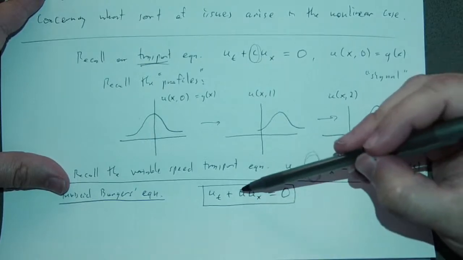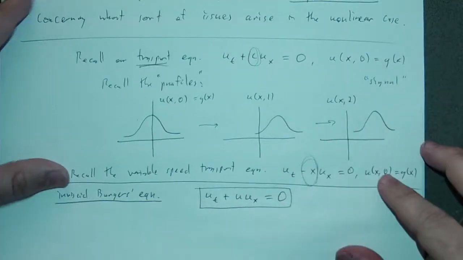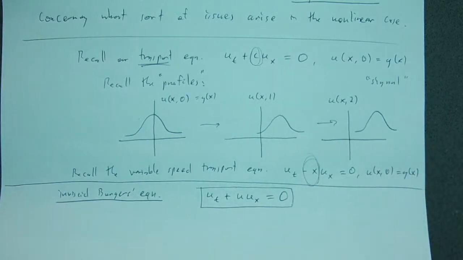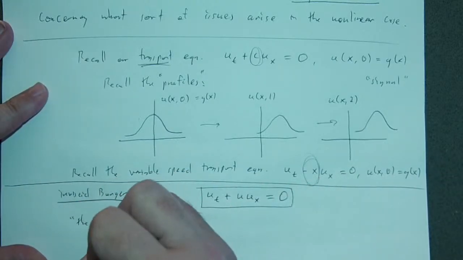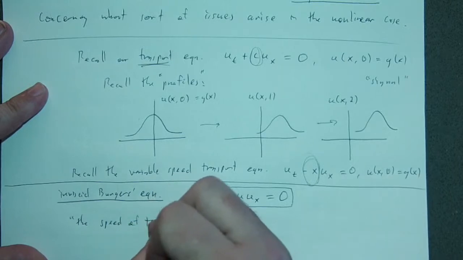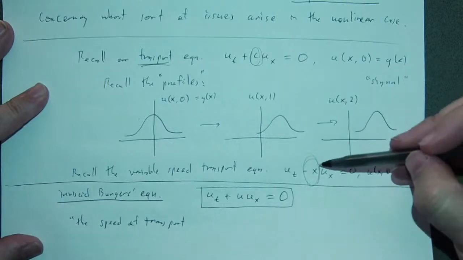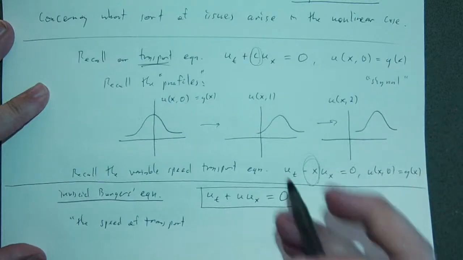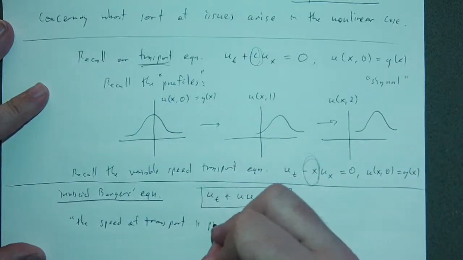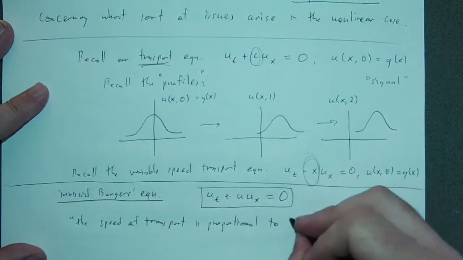Then here, because of this u term, this is saying that the speed of transport is proportional to the value of the solution. So the speed of transport is not just variable in the sense of previously. Here it was variable, but it only depended on the spatial variable x. Here the speed of transport is proportional to the value of the solution itself.